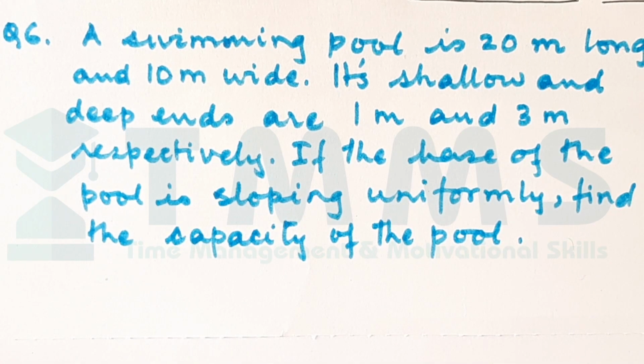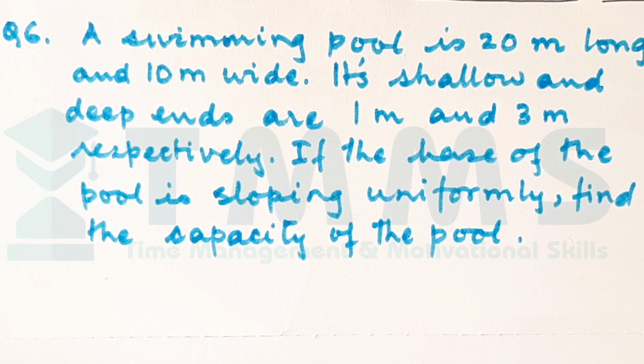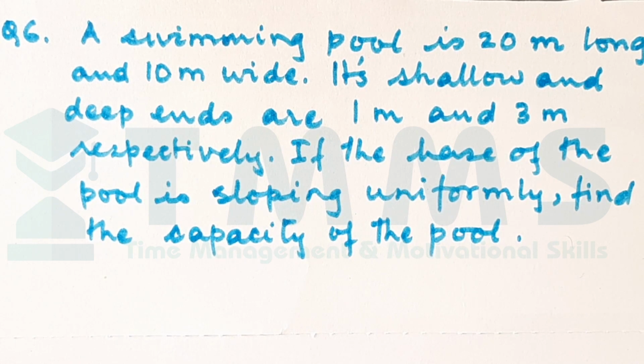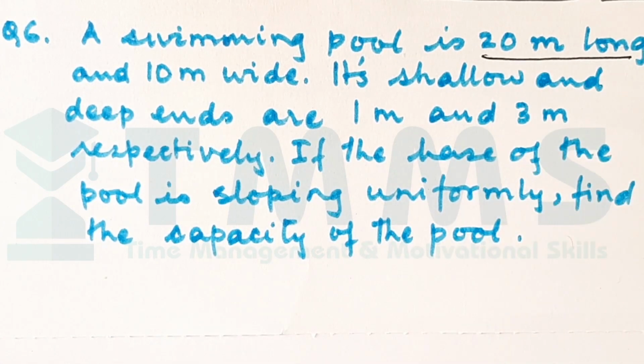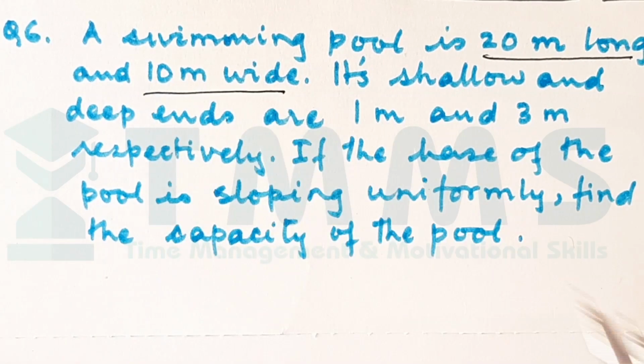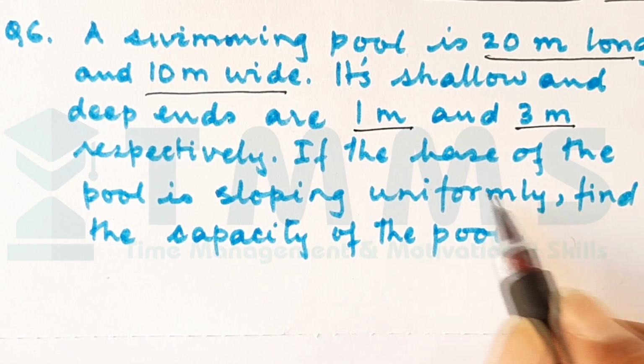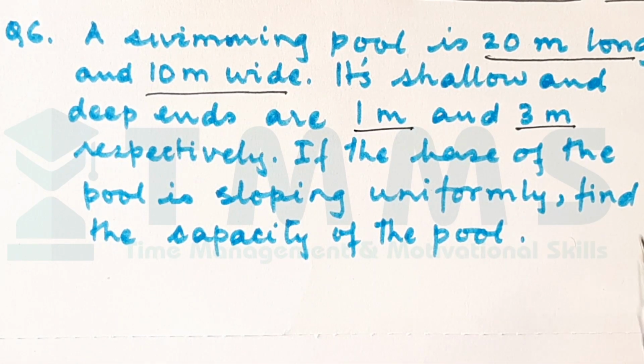Let us look at our question number 6 now. So now slowly we are going towards complex questions. Now again I'm telling you, mensuration chapter, if you know your tips well, is very easy. Learn the tips, learn the tricks, and get to know the technique of understanding how to solve these questions. Now this is a typical question of a swimming pool. Its length is given 20 meter long and 10 meter wide, and its shallow and deep ends are 1 meter and 3 meter, and the base of the pool is sloping uniformly. Find the capacity of the pool.